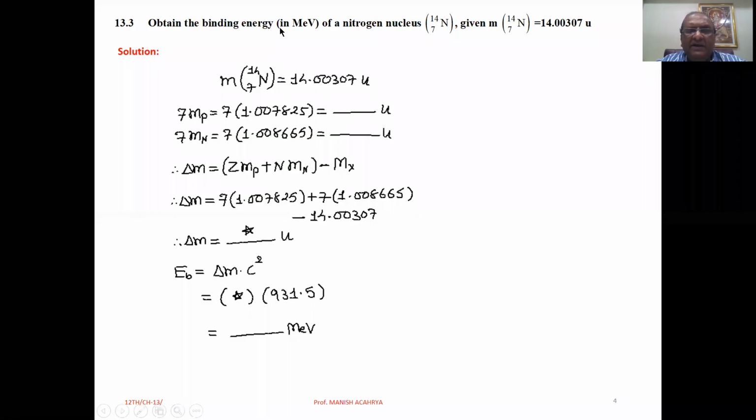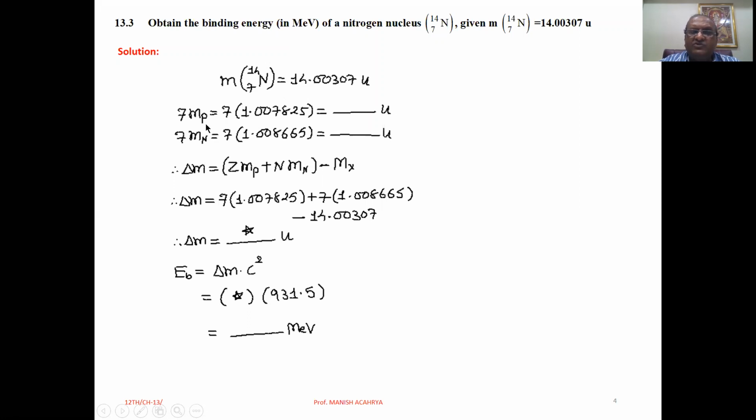13.3. Obtain the binding energy in MeV of a nitrogen nucleus 7N14, given that mass of nitrogen, that is 14.00307 U. So mass of nitrogen atom, that is given to you 14.00307 U. Now we want to calculate binding energy. So binding energy, that is delta M into C square. So delta M, that is the mass defect. So first of all, we have to calculate mass defect.